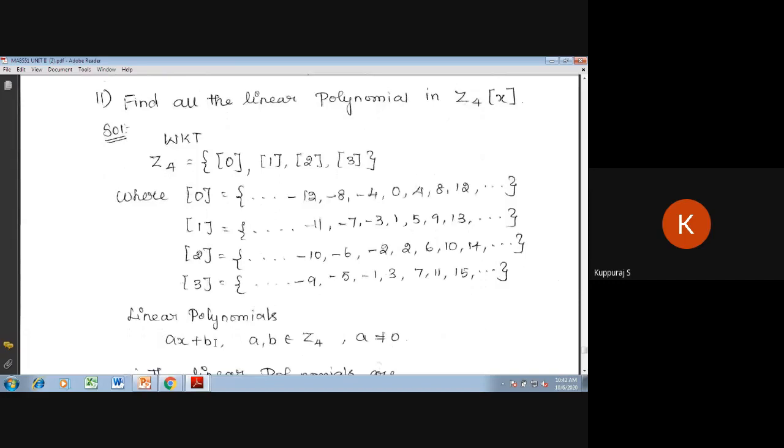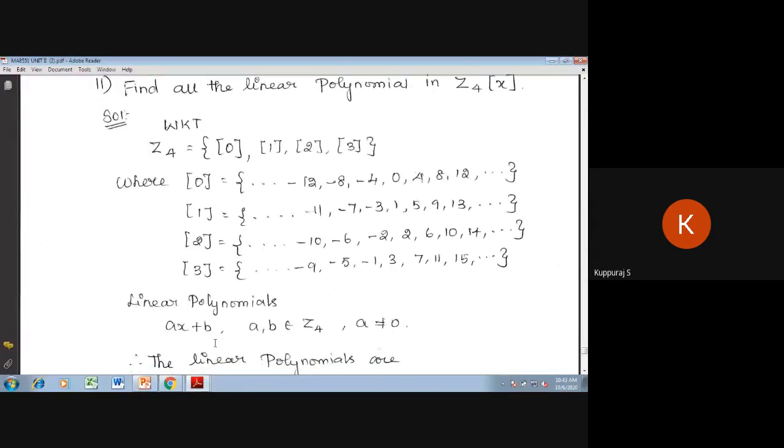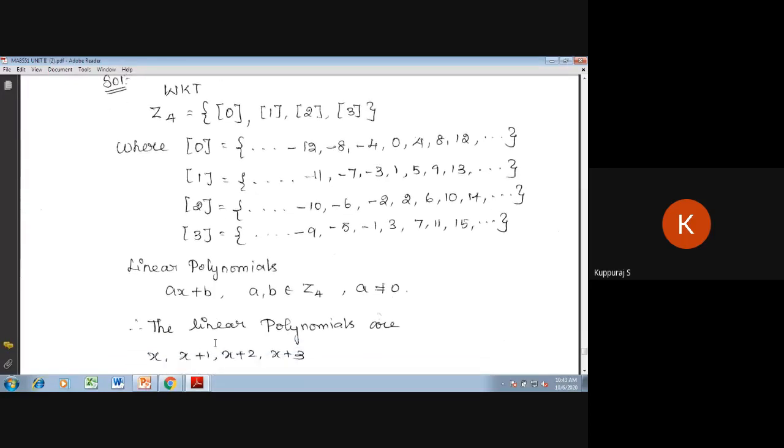The next one: find all the linear polynomials in Z4 of x. Z4 contains four classes, which are 0, 1, 2, 3. They're asking for linear polynomials, so the general form of the linear polynomial is ax plus b. Here the constant term b and the coefficient of x, a, both belong to Z4, and a should not be equal to 0.